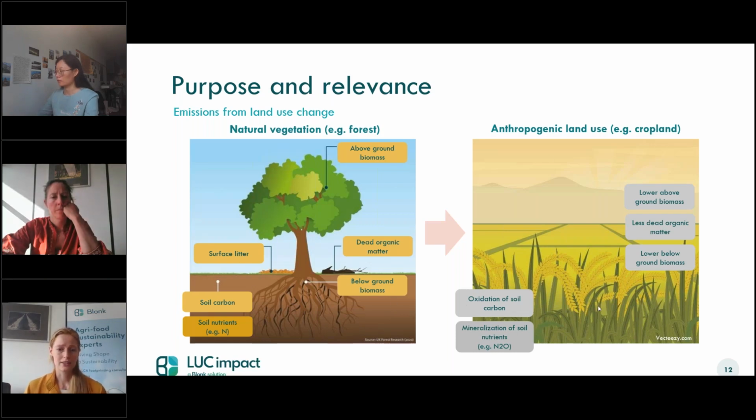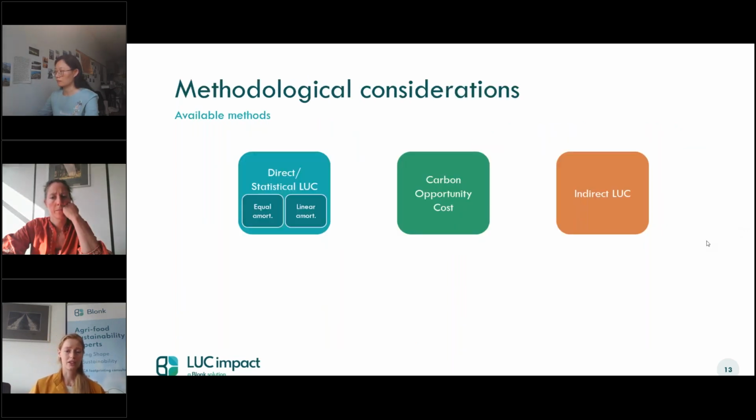So these are basically the emissions that we are considering when we're talking about land use change. Then still there are a lot of different methods available to attribute certain conversions, so the hectares of conversion, to certain commodities. And I wanted to highlight just a couple of them, first in a broader overview and then going into depth into each one of those.